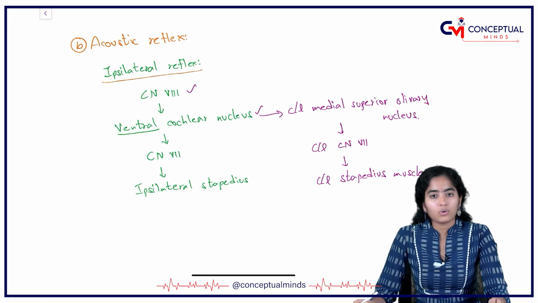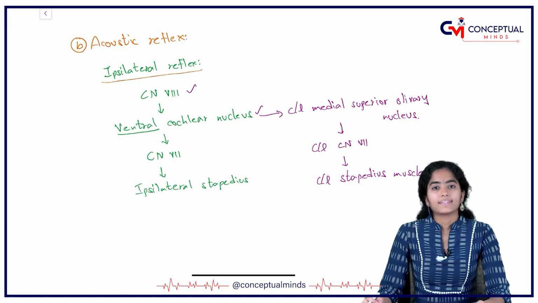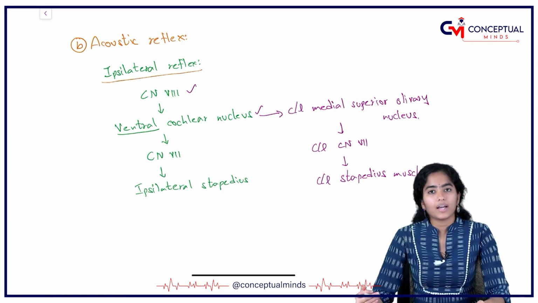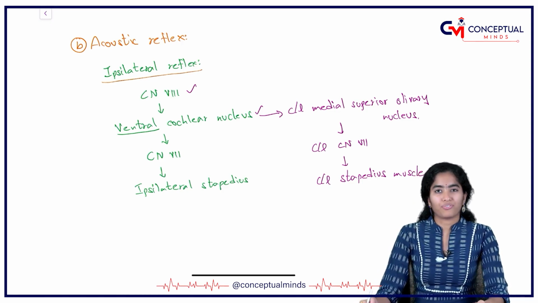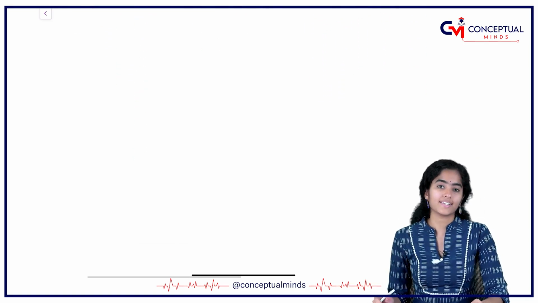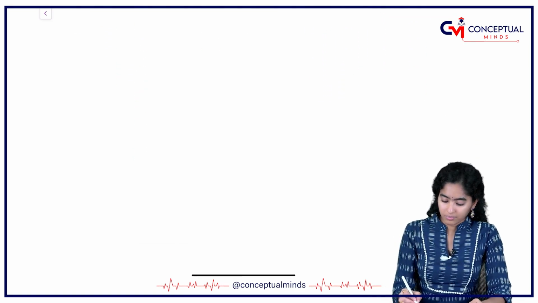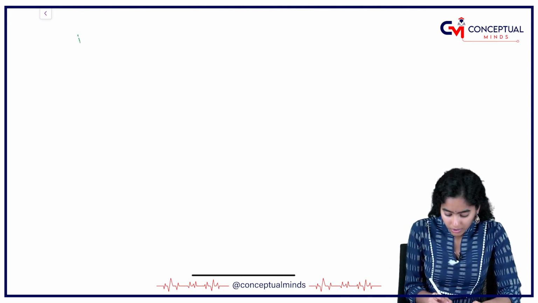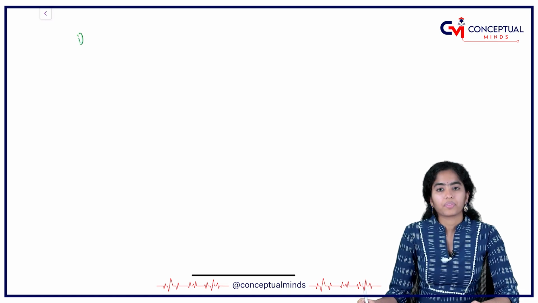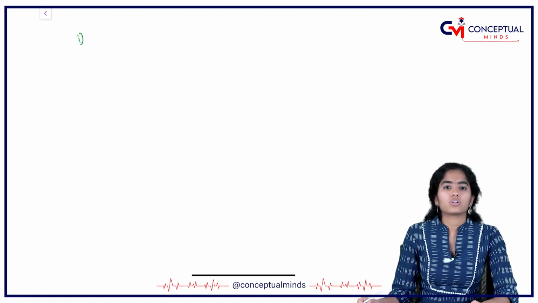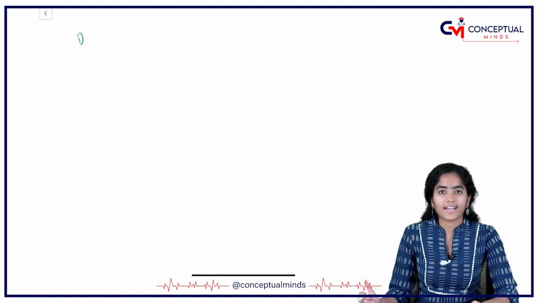Now let us see how that is useful for us. This is about the acoustic reflex. Now let us see how acoustic reflex is useful for us. There are many uses with this simple test. They are: first, because it is objective in nature, it is used to find out the hearing in infants and young children.